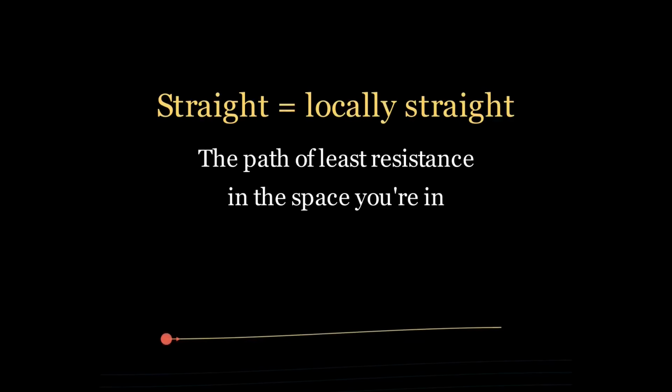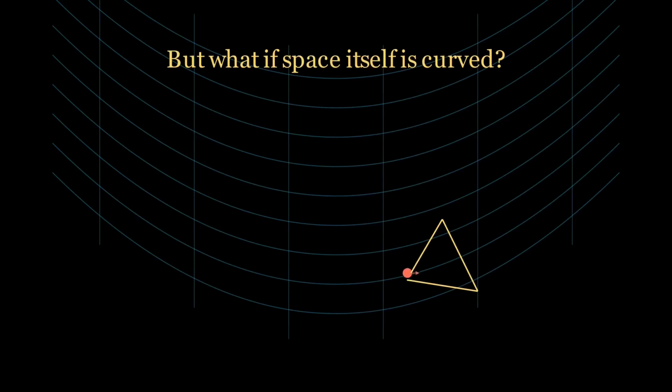This is the key insight. Straight does not mean globally straight, it means locally straight. The path of least resistance in whatever space you happen to occupy. The ant was right all along in its own way. But what if space itself is curved?